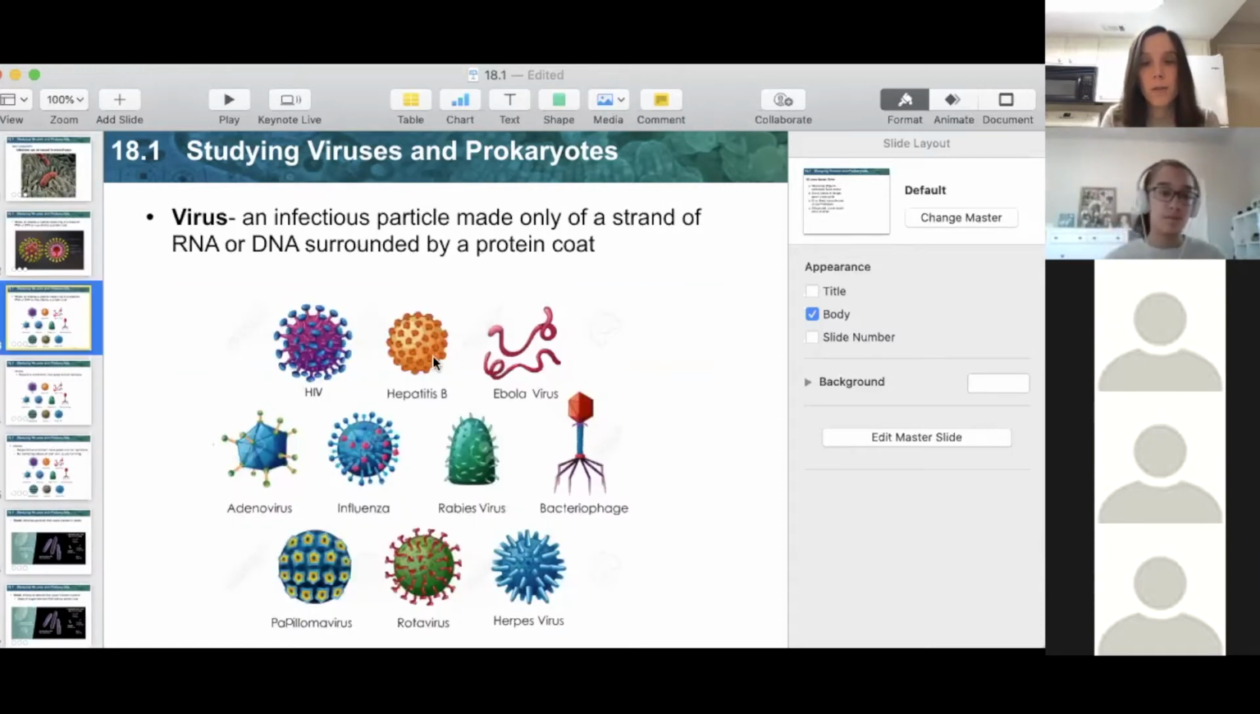These are different kinds of viruses. HIV causes AIDS, hepatitis B, Ebola, influenza, which causes the flu, rabies, herpes, papillomavirus, which causes warts, bacteriophage, which just attacks bacteria. And so you can see that there's a wide variety of shapes. They're all made of a protein, which is what creates the shape. And they're kind of like machines. They work like machines. And inside the protein, they have either DNA or RNA.